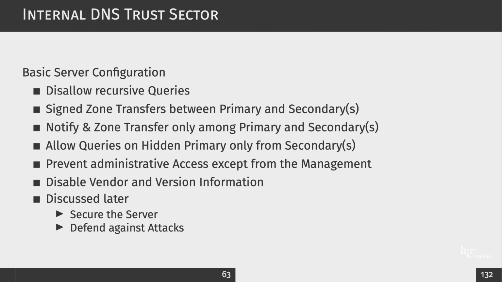and the primary should only accept notifications and zone transfers from its known secondaries. And in some scenarios, you will have a hidden primary internally, and this one should only accept queries from the secondaries, even though it is an internal system. There was a reason why somebody placed an internal hidden primary, and for that reason, this box should only be accessible by its secondaries. The limitation of access to the management is something that is quite clear, and we will discuss things like securing the server and defending against attacks a little bit later.